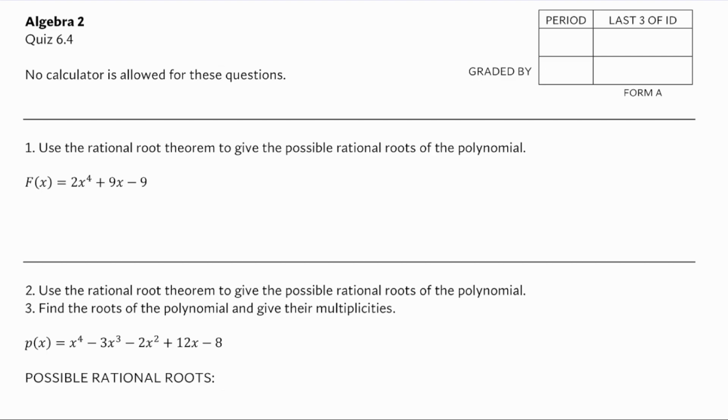Okay, so rather than just give you the rational root theorem, I'm going to work number one to remind you how it goes. So we're going to use the rational root theorem to give all the possible rational roots of the polynomial.